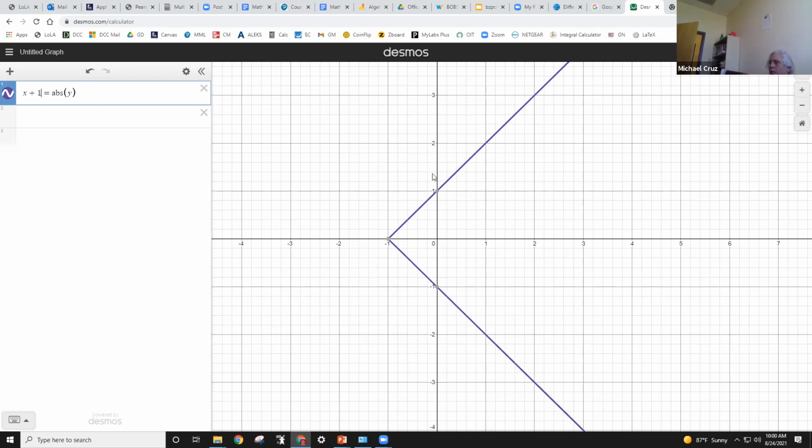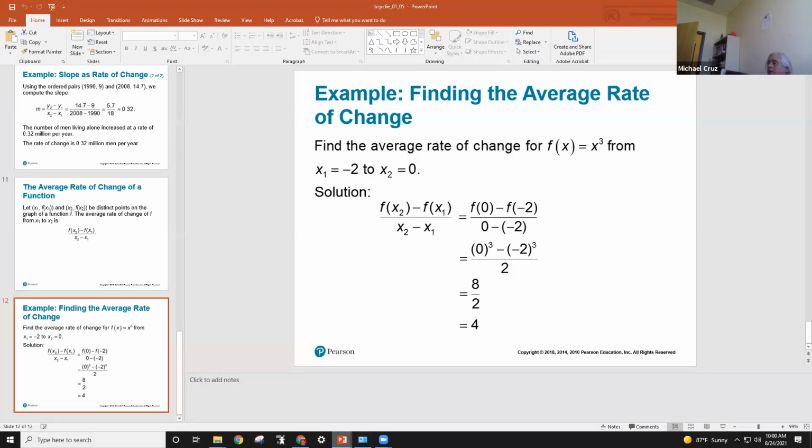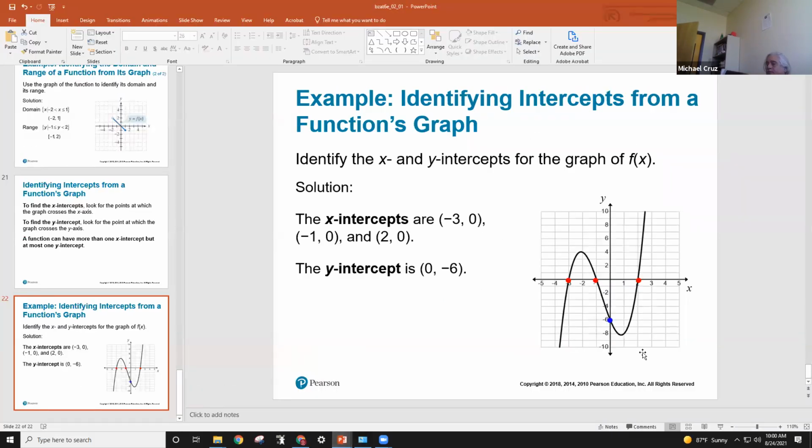See, it crosses at 2 points because the vertical line, if it intercepts in more than 2 spots, then that breaks the vertical line test. Okay? So that's why we don't want to have more than one intercept, because that's going to establish that it's not a function.